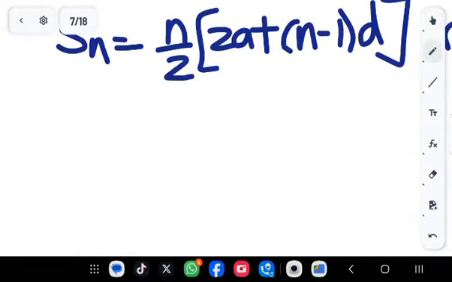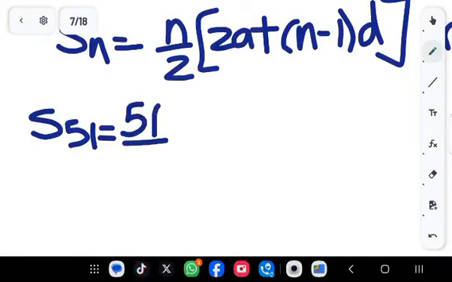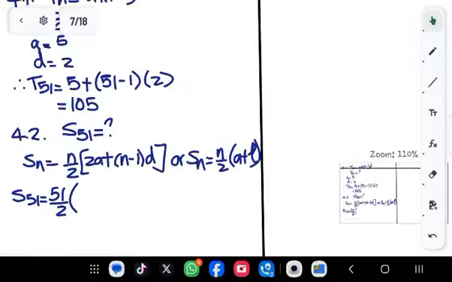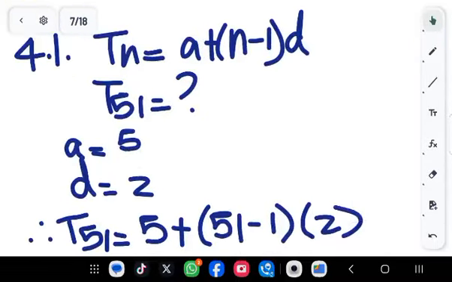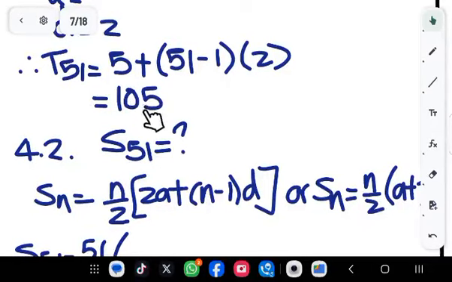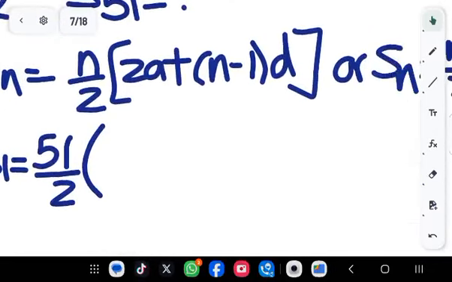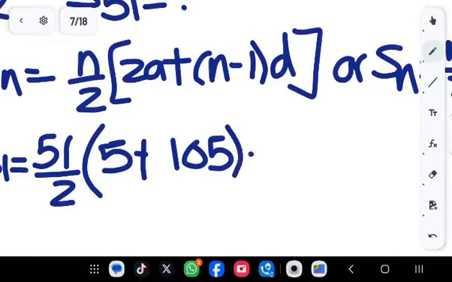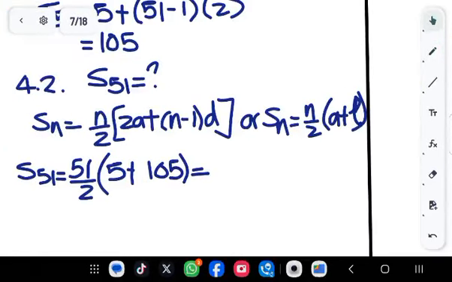Okay, we could use this one: S51 equals 51 over 2 in bracket. The first term is what? The first term is 5. And the last term is T51, which is 105. So 5 plus 105. And that gives us an answer of, let's take out a calculator.